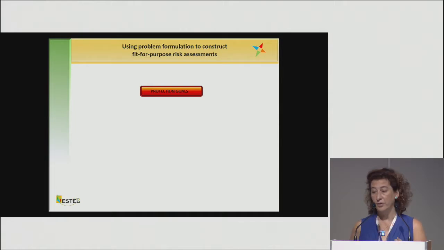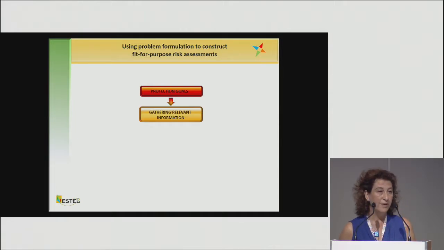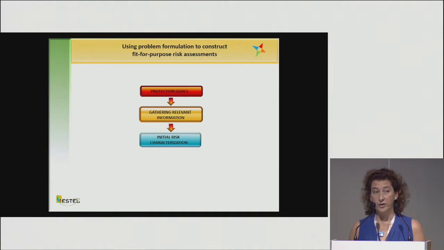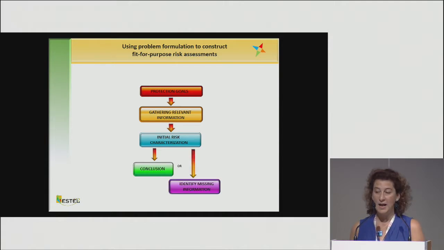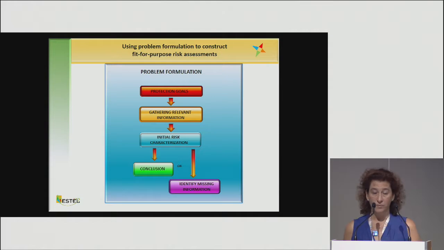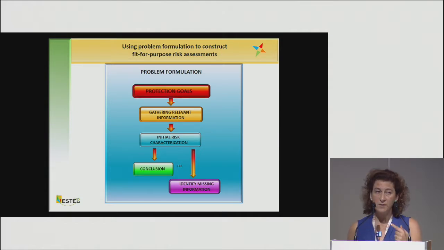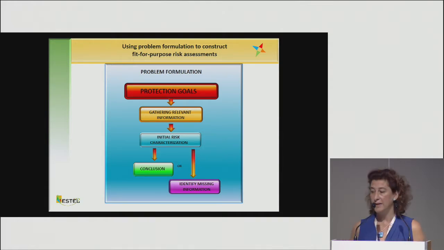So we take into account the protection goals, then we gather the relevant information that we already have before we start producing more information. We do an initial risk characterization, and then we see if with that information we can reach a conclusion, and if not, then we plan what we need to generate to actually be able to complete the risk assessment. And the whole of the steps is what constitutes the problem formulation. So I'm going to go through each of the steps.